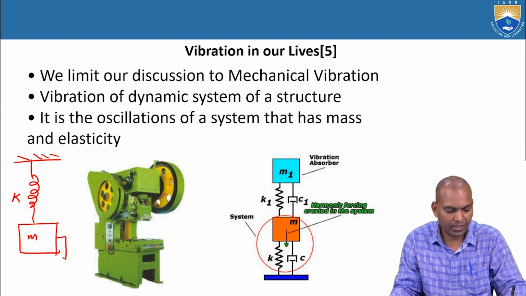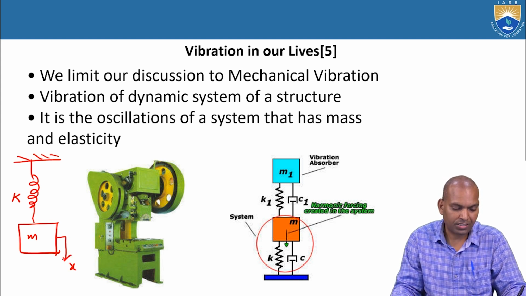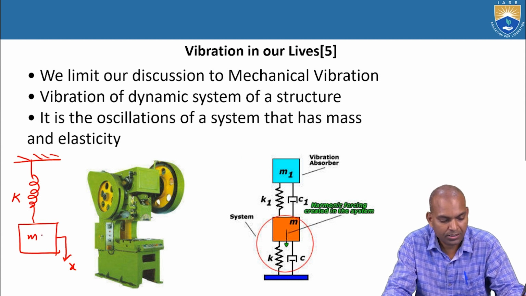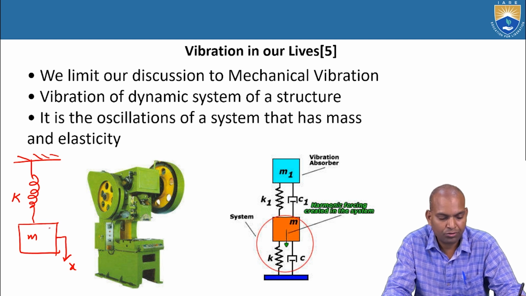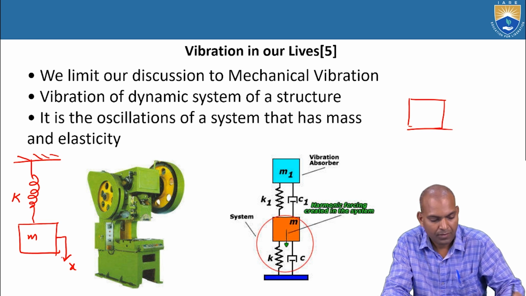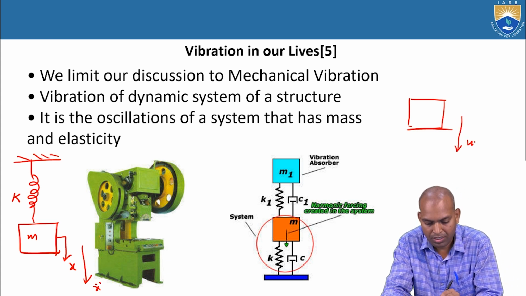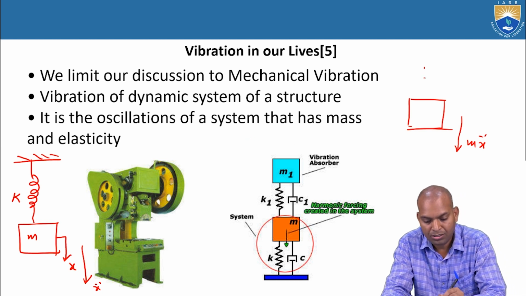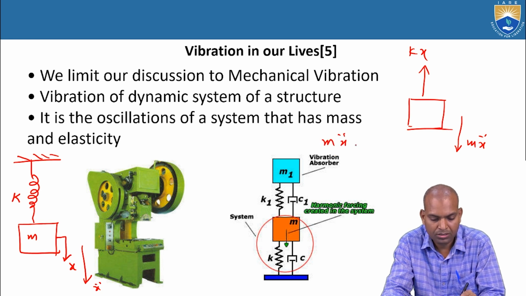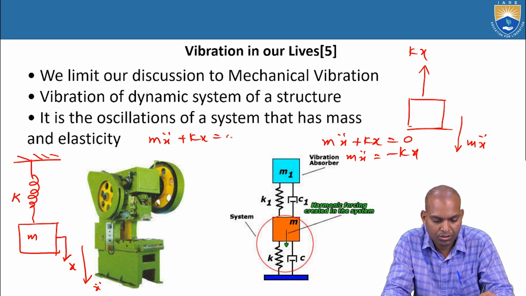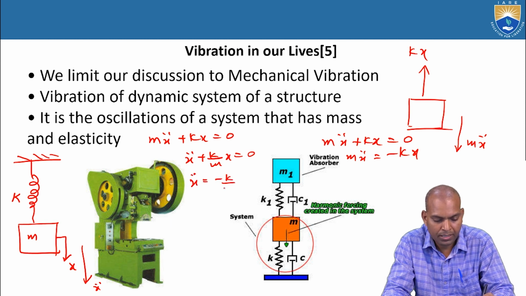So how do we find the displacement x? The x equation can be calculated using the equation of motion from Newton's second law of motion. For the spring mass system, we draw a free body diagram of the mass, with acceleration x double dot in this direction. m into a is m into x double dot, that is m d square x by dt square, and the spring force is kx. So m x double dot plus kx equal to 0, or m x double dot equal to minus kx. Dividing by m, x double dot plus k by m into x equal to 0. So x double dot equal to minus k by m times x.